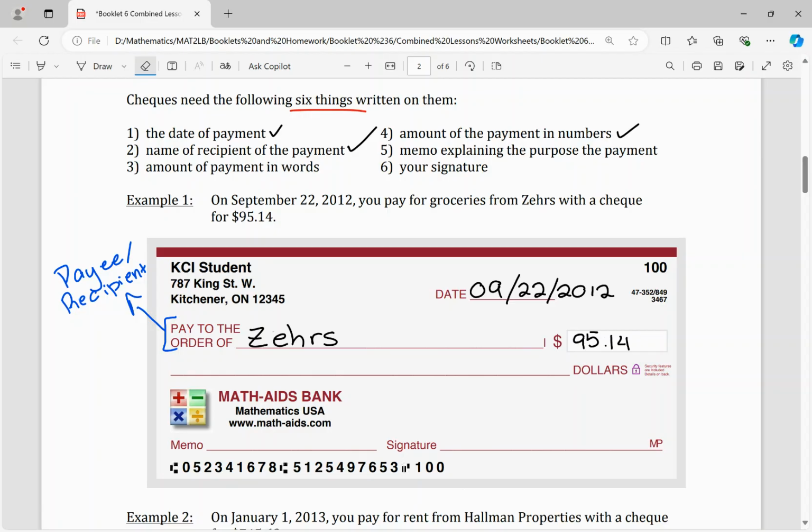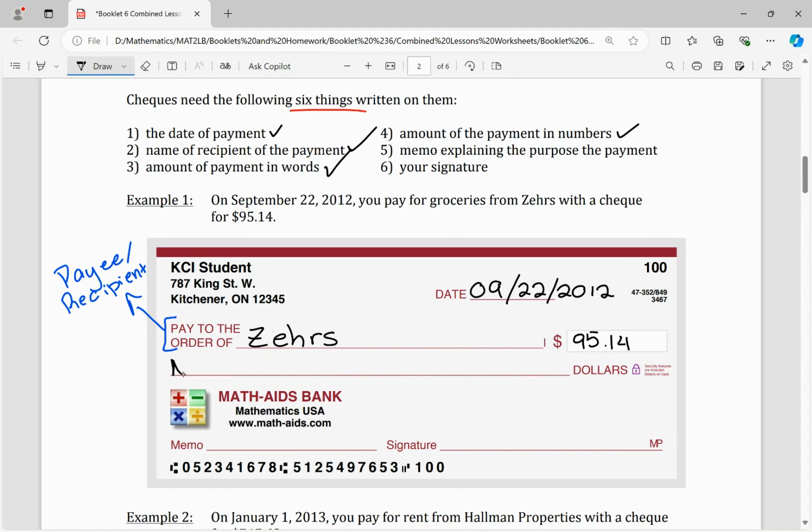Now, just below, you need to write that amount again, but in words. The reason for that is just in case your penmanship is poor, there's no confusion about how much money you're giving this person or this institution, right? So here would be 95 and 14. So it would look like this, and please be very specific.